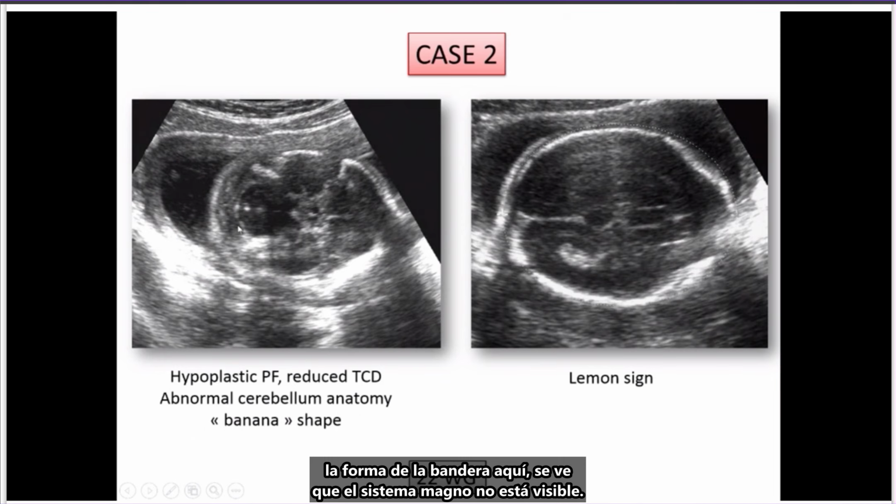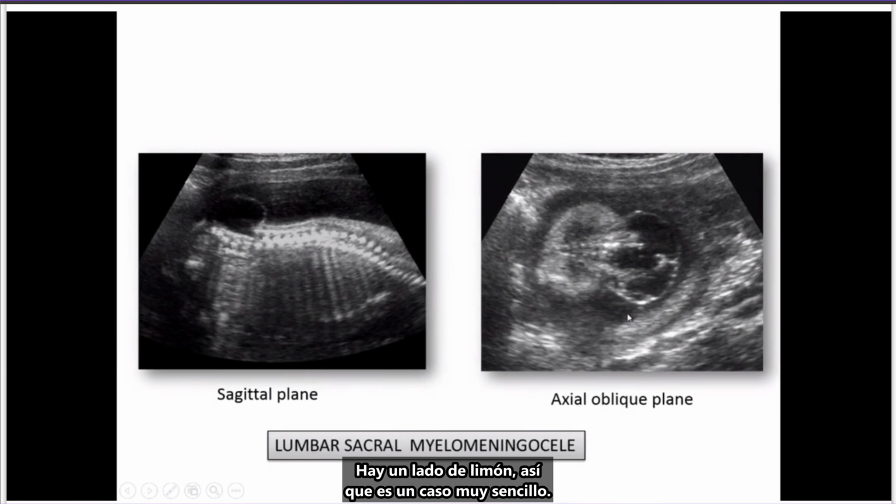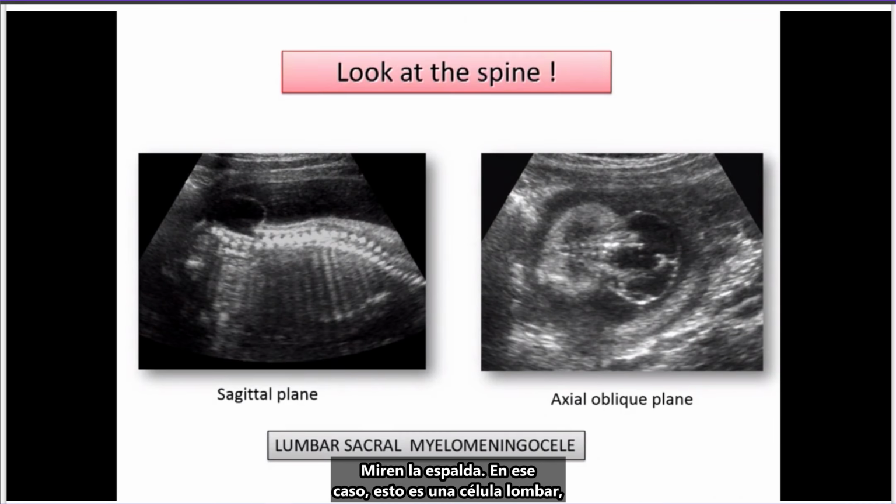shape here. You see that the megacisterna, the cisterna magna, is not visible. There is the lemon sign, so very simple case. Look at the spine. In that case, this is a lumbosacral myelomeningocele, and there is no difficulty at all. You just have to know that when you don't have this cisterna magna, you have the banana shape. Look at the spine.